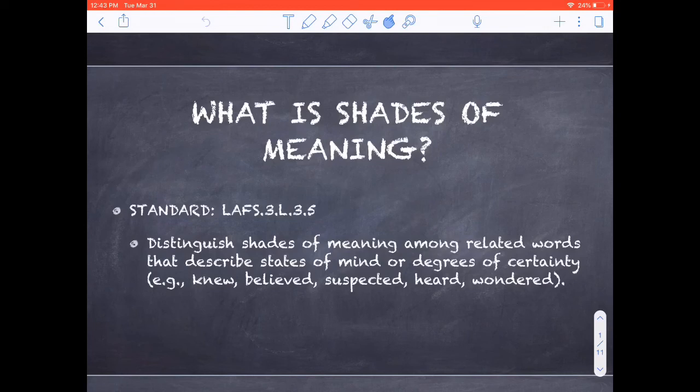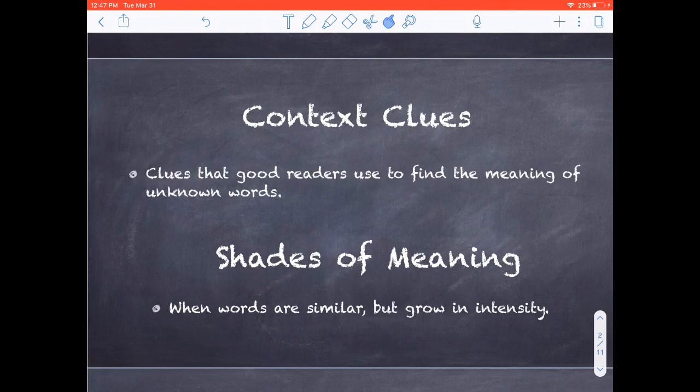For example, here it says knew, believed, suspected, heard, and each time it's getting stronger and stronger. When you're looking at this, context clues are going to help you figure out what the meaning of a word is if you don't know what it means. But with shades of meaning, you're probably going to know what the word is. We just have to figure out which is the right choice.